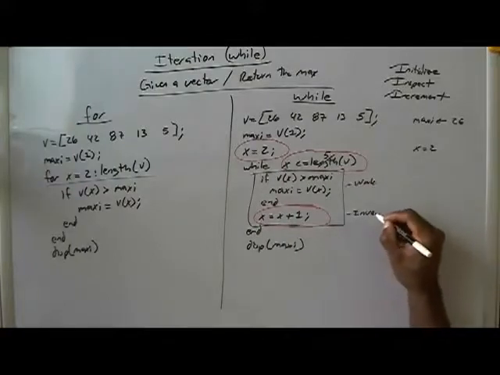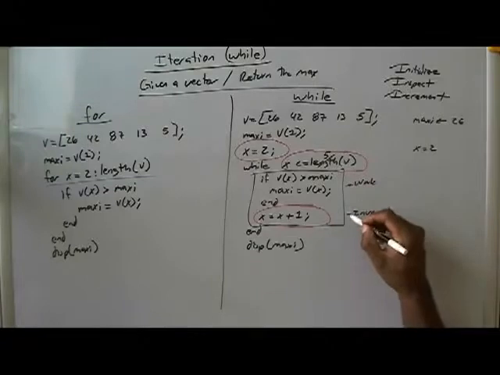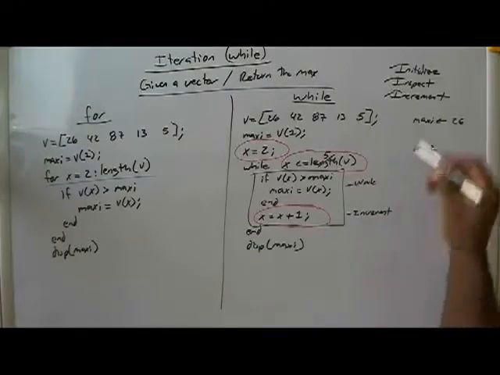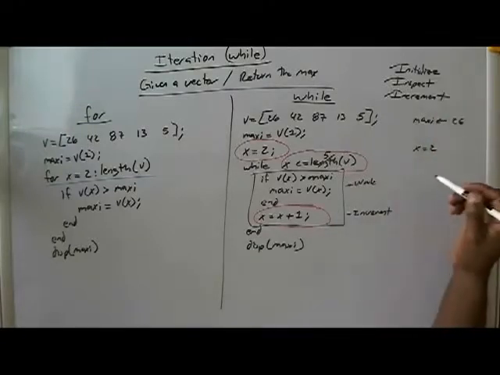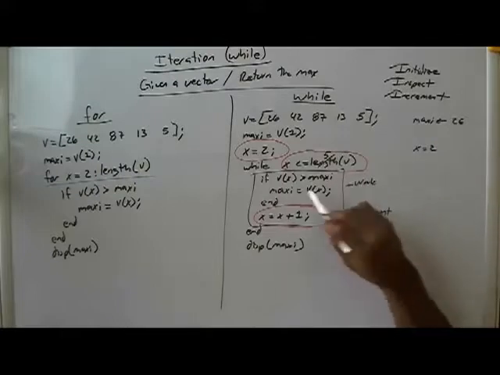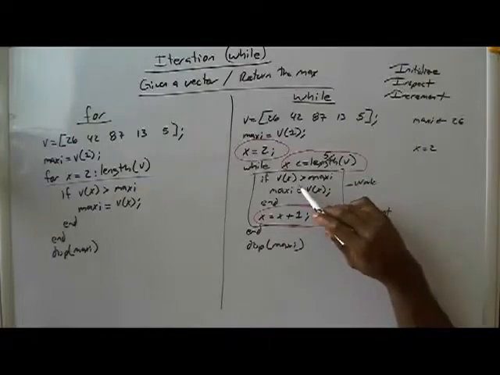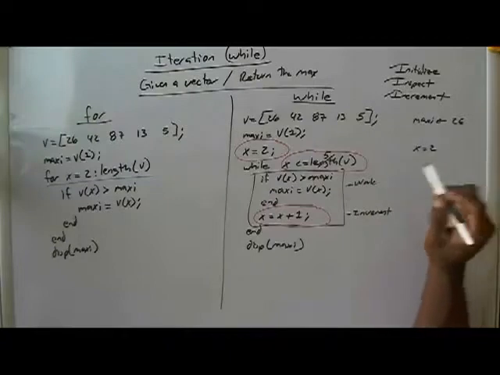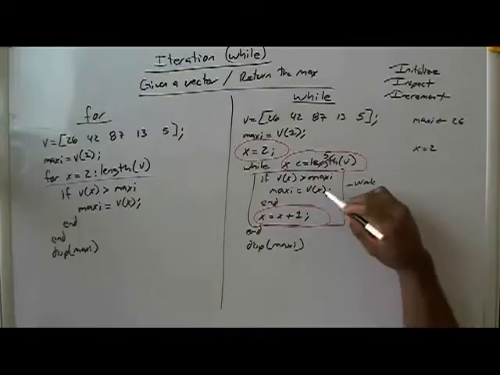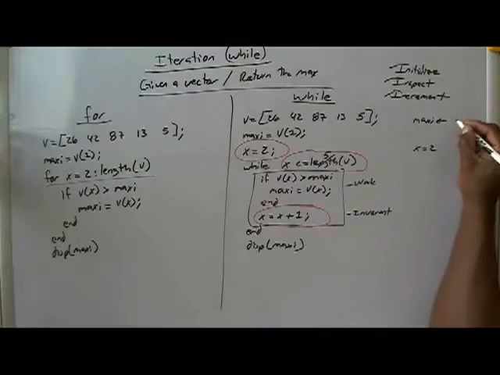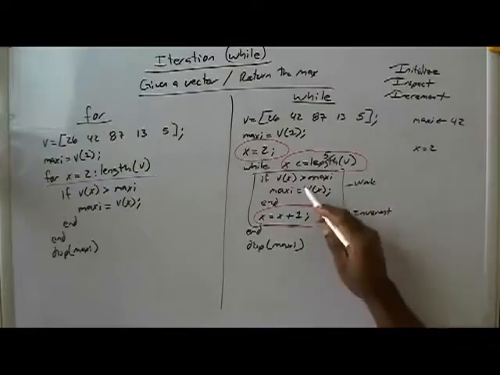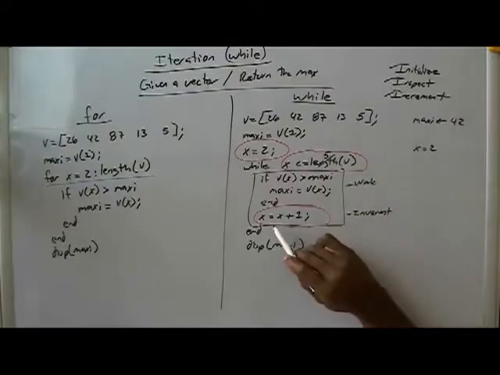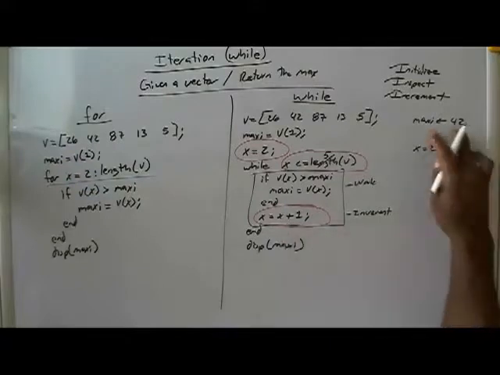Then we increment down here, which is the last thing we do, the common place to put the incrementing part of the while loop. So on the work part, we do: if v of x, v of 2 is 42. Is 42 greater than maxi? Well, maxi is presently 26. 42 is greater than 26, so maxi now becomes 42. We've done our work. Now we come down here and increment. X equals x plus 1.